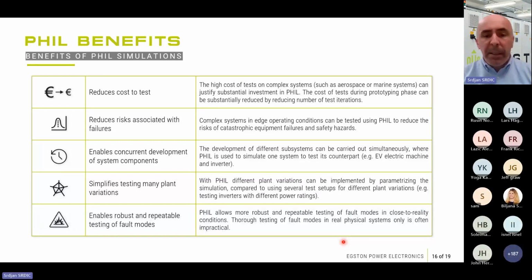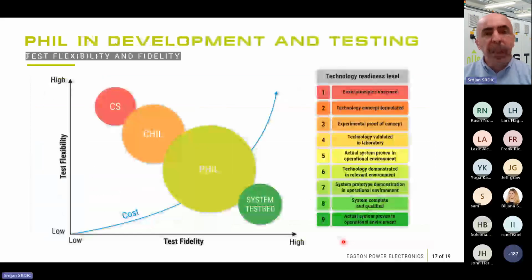Also, one important thing is testing the fault modes, like failure modes, which typically are very, very impractical to test in the real systems. Where do we see the power hill, in terms of fidelity and flexibility?